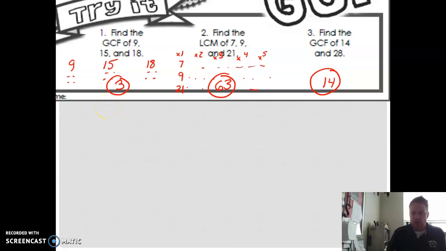If you're saying, ooh, didn't quite get that, you can see me for help. And then you can move on to your homework for tonight, which is going to require you to do the exact same thing, finding GCFs, LCMs, factors, multiples, all that. So make sure you refer to this sheet, okay?